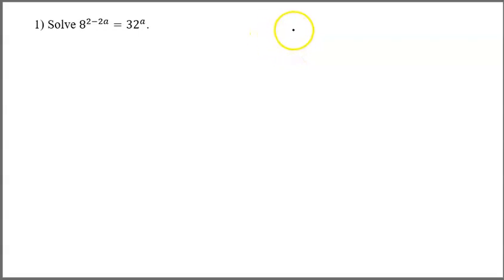First off, if I have an equation with two exponential expressions that have the same bases but different exponent values, then what has to be true in this case is that the exponents equal each other.